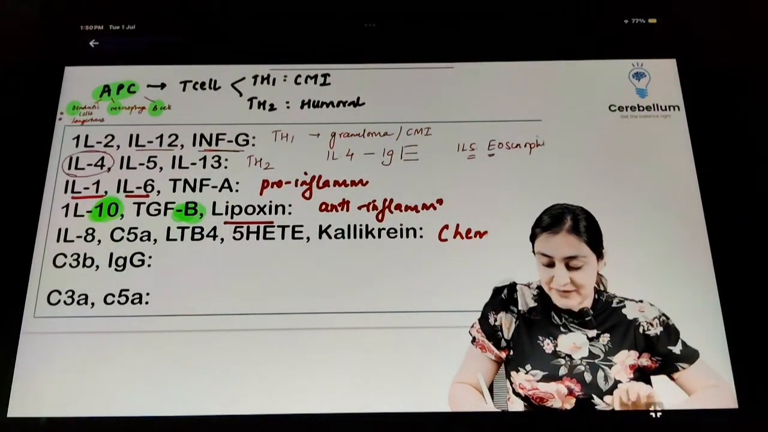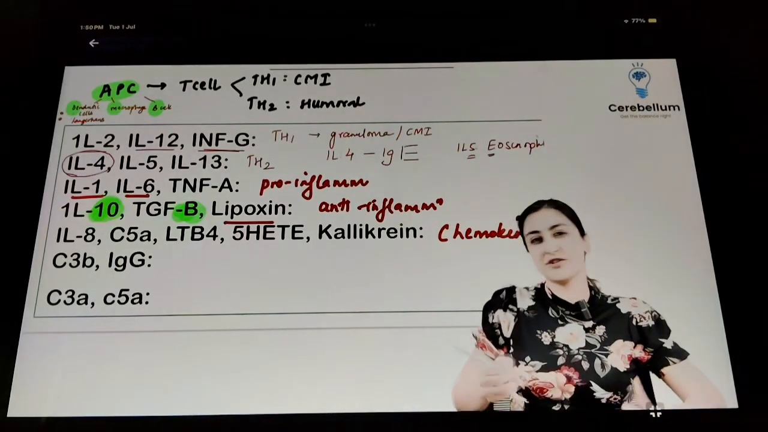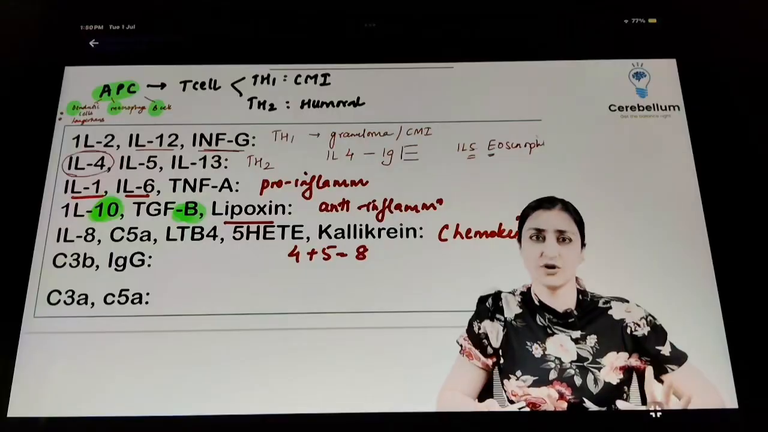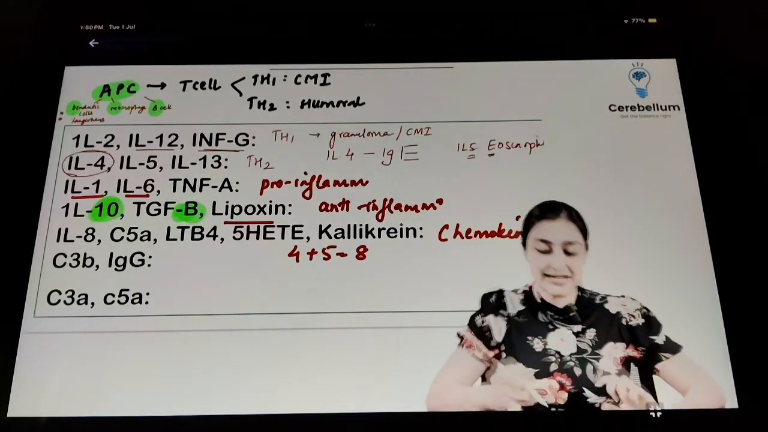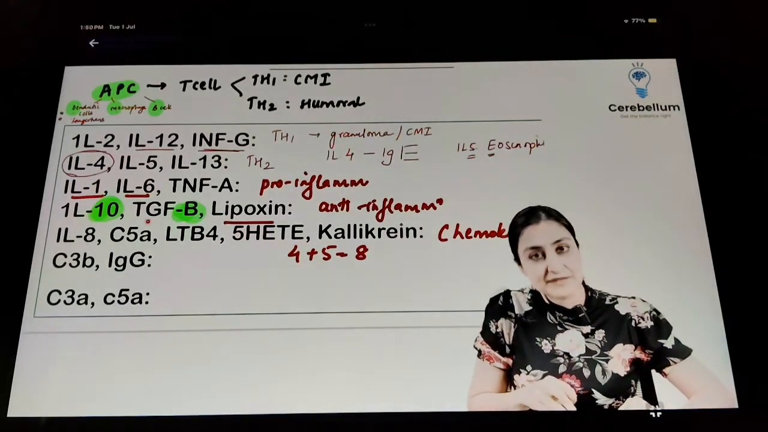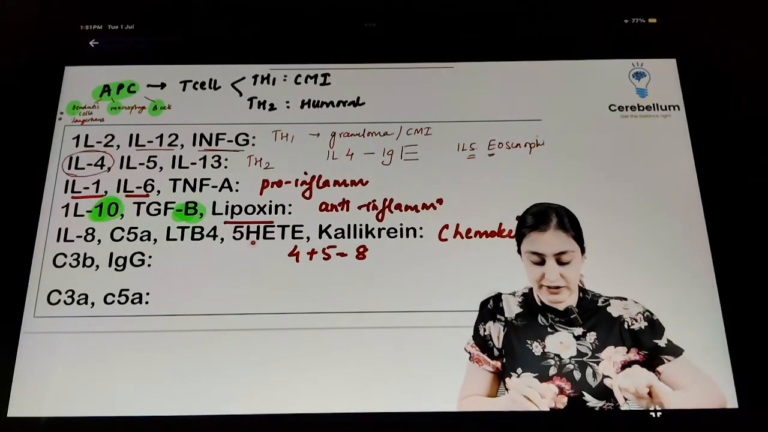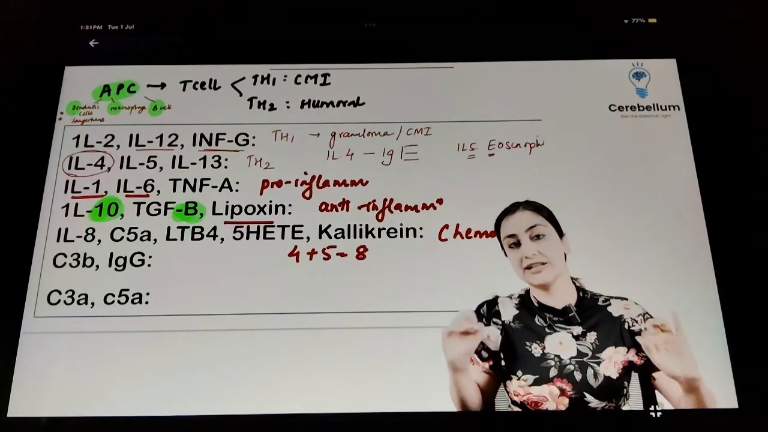Very important list again are the chemokines. So here we have all of the chemokines. So remember a simple math formula. 4 plus 5 equals 8. It is 8 only. We were taught wrongly in school. It is 8. So 4 plus 5 equals 8. So that's what we remember. We have LTB4, we have C5a, and we have IL-8. So that's how we remember the wrong math formula. But that will help here. So 4 plus 5 equals 8. So this is sorted. And then we have kallikrein and 5-HETE. So these are all the chemokines.